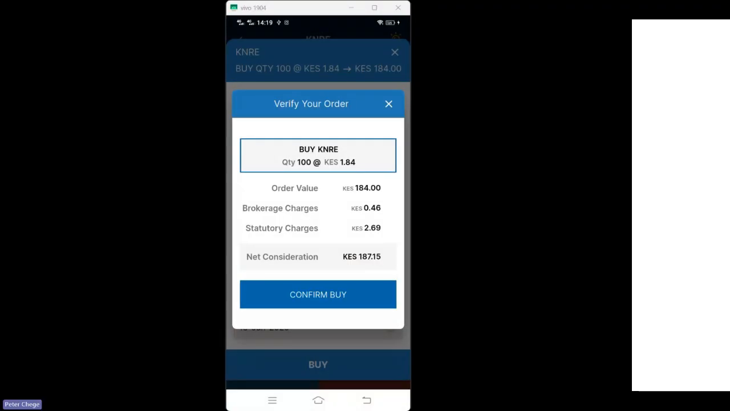Then net consideration as a buyer is what you pay. As a seller, it is what you receive. This net consideration for the buyer should be equal to or less than your trading space. Remember the first screen that I showed you for trading space. For the seller, it doesn't matter. It is money you are getting in and it will reflect in the available funds immediately on execution. I'll do a safe trade. So I click buy. My order is successfully submitted.